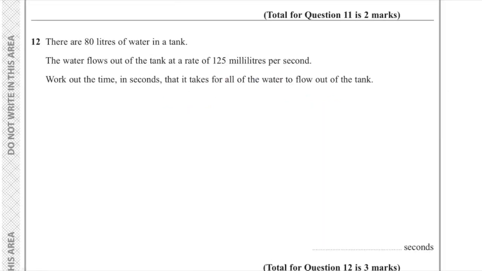Okay, we've got 80 litres of water in a tank, and it's flowing out at a rate of 125 millilitres per second. So the first thing to clock is our different units. We cannot be working in different units. So we're either going to change everything to litres, or we're going to change everything to millilitres. I'm going to change things to litres. There are 1,000 millilitres in 1 litre.